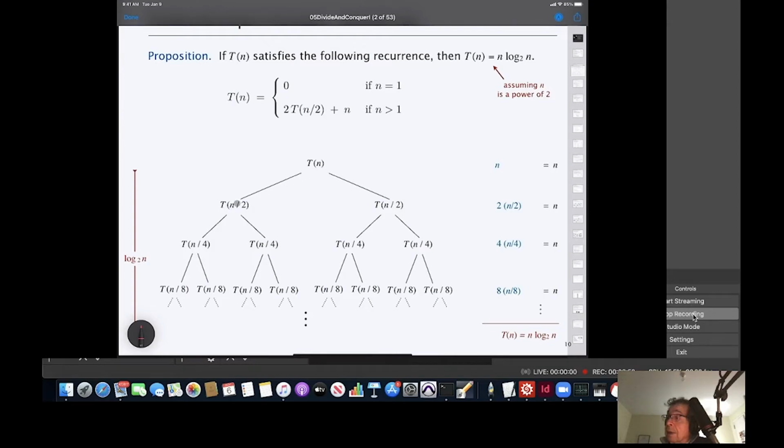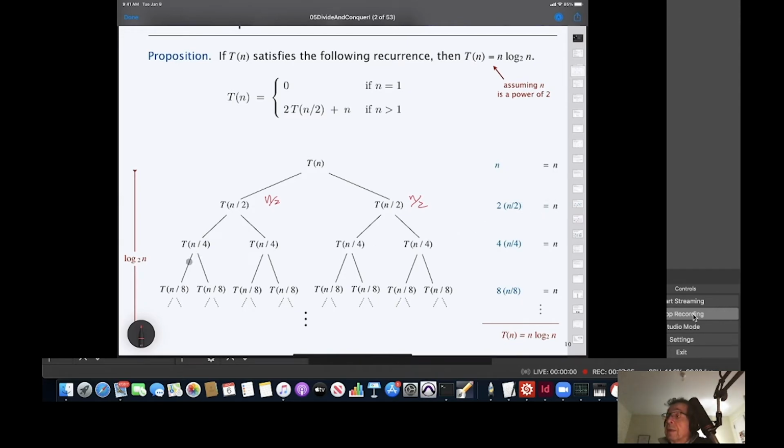Then at the next level, each of these parts of the same level has n over 2 elements, and we know that we need to merge the results from this recursive call plus the results from this other recursive call of this size into a file of size n over 2. That would take a time of n over 2. And what is the time required for the other part? It will also require n over 2. So we have now 2 times n over 2, we get n.